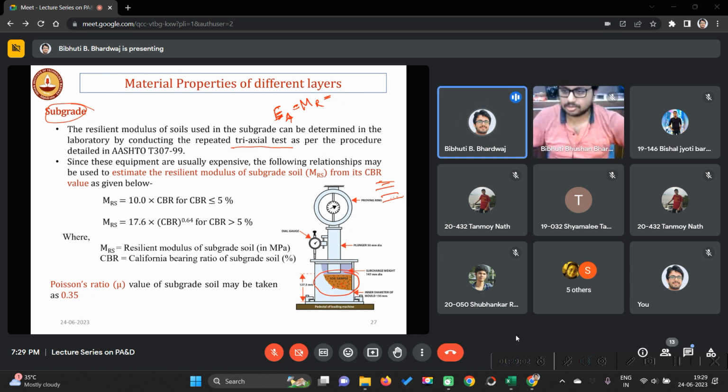Okay. Are you there? Yes, sir. Okay. So can it be more than 100%? What do you think? So Vishal says yes, it can be more than 100%. Or no? Okay. Sir, yes. Yes. Others? Kritika. Can CBR be more than 100%?